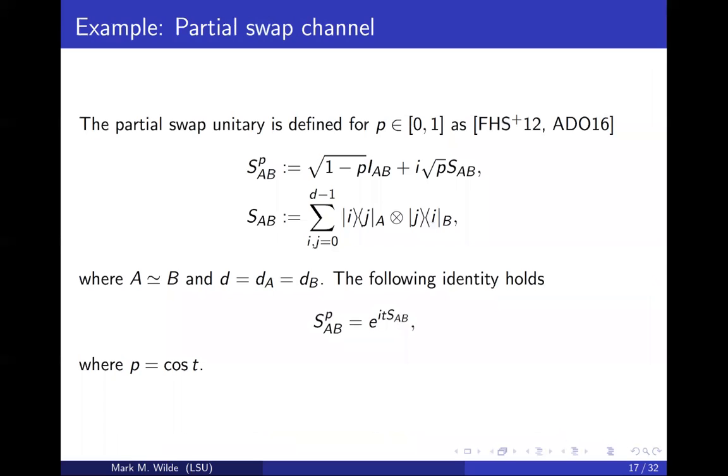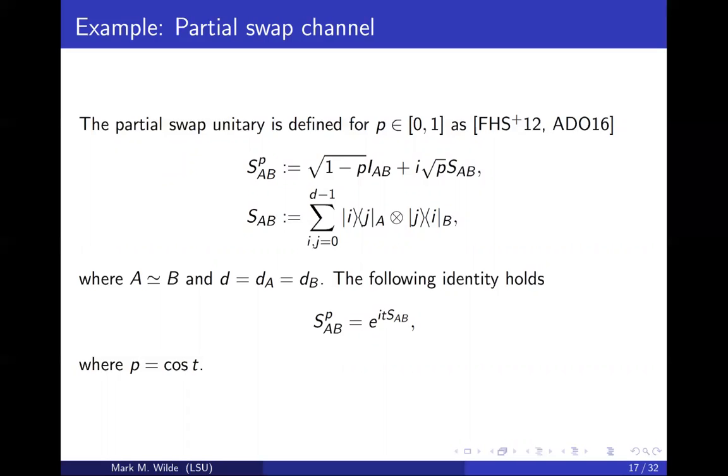So let's look at some examples. It's always nice to look at examples to understand the bounds and to see how good they are. So here's what is called a partial swap unitary. It's been considered in the literature. It's kind of like a finite dimensional analog of a beam splitter, where if it's fully transmissive, then it does a swap. If it's not transmissive, then it implements an identity channel.